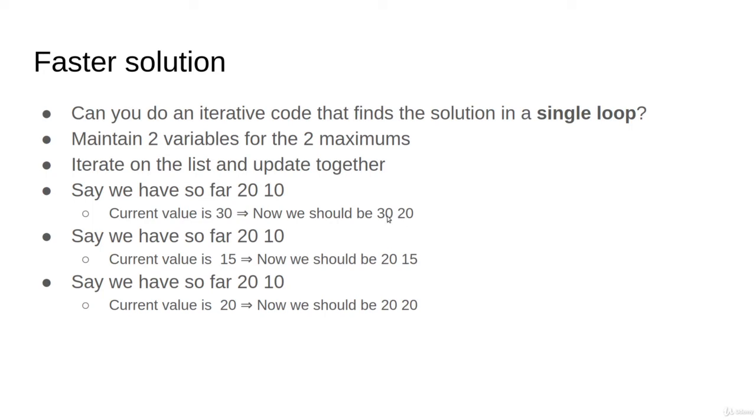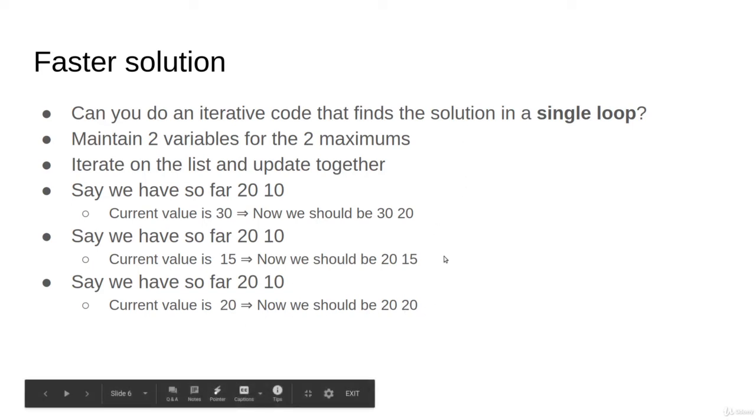Another example. Let's say that you have 20 and 10 and you got 15. Then we need our max 1 to remain as 20, but max 2 should be 15. If you have another case, if you have 20 and 10 and you got a new 20, then max 1 and max 2 should both be 20. Please give a trial to write code to implement this function.